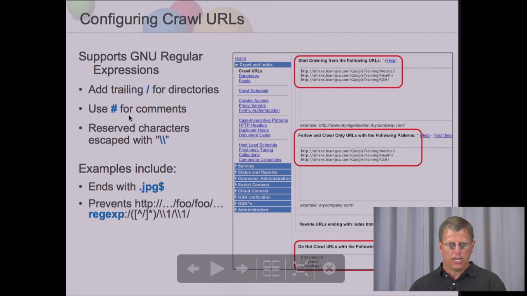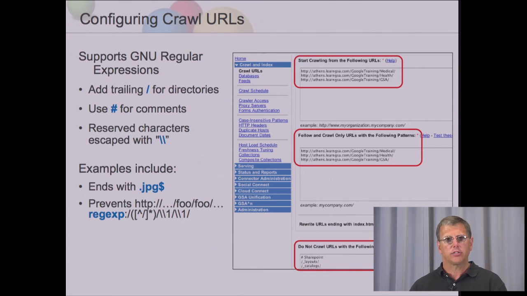You can use the hash or pound symbol for comments so that you can store documentation inside of these URL patterns and group them by servers and so on. And reserved characters: we can set up regular expressions inside of these URL patterns.